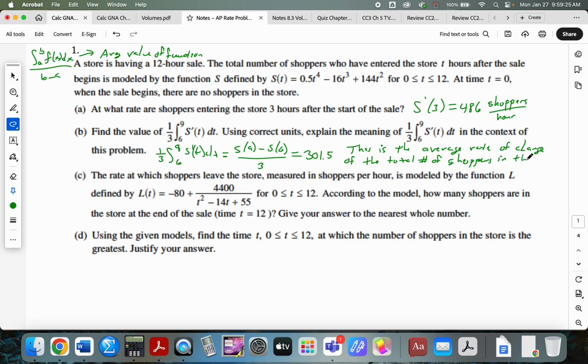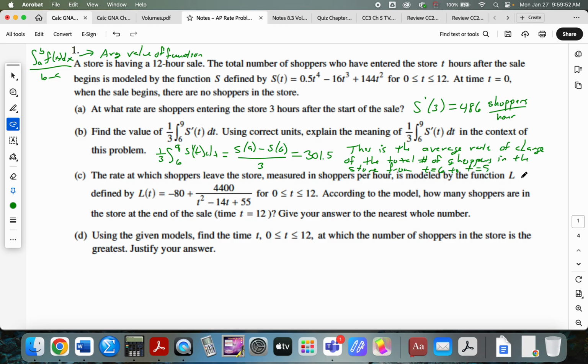You drew an arrow, didn't you? In the store. I knew as soon as I saw your hand moving like that, I was like, you just drew an arrow. From t is equal to 6 to t is equal to 9.